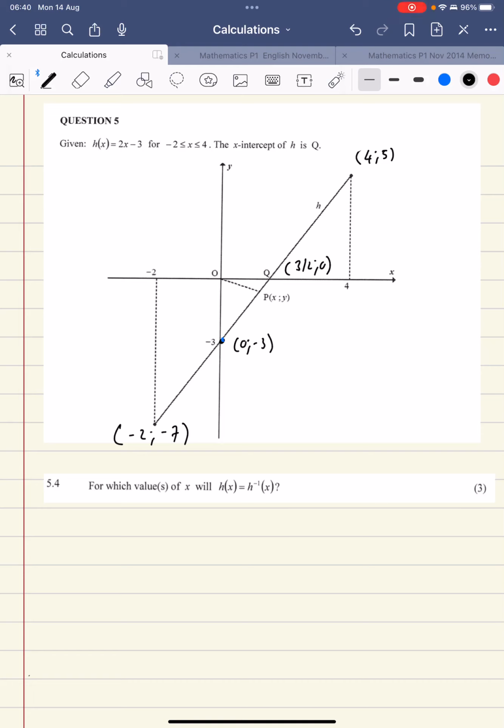Okay, so this question 5.4 asks for which values of x will h of x equal h inverse of x. And we're given h of x, this original function, as well as a sketch of h of x. So what's the game plan for this question?